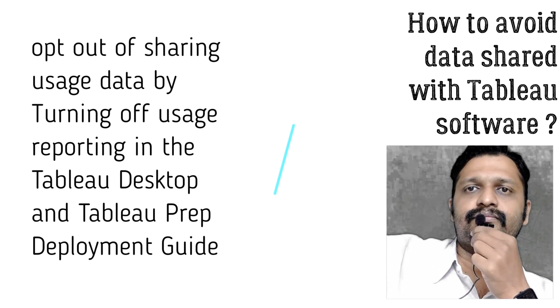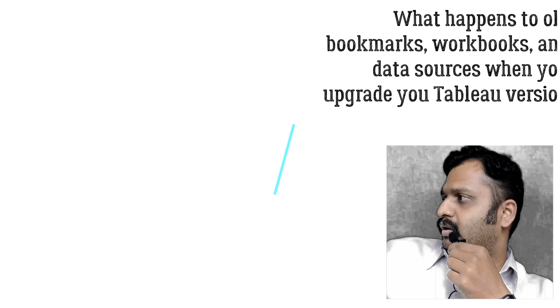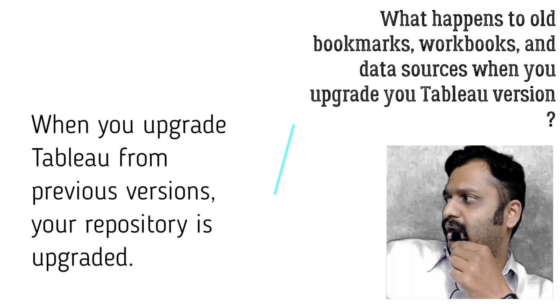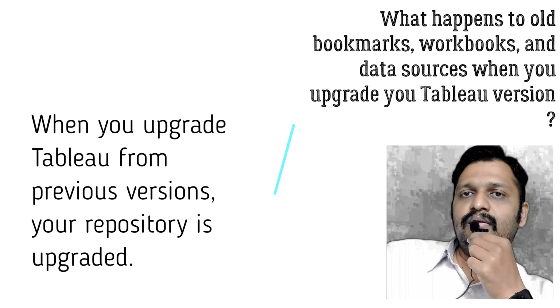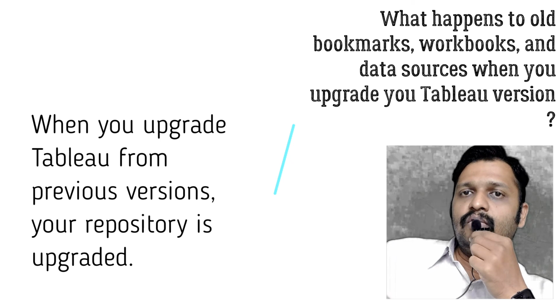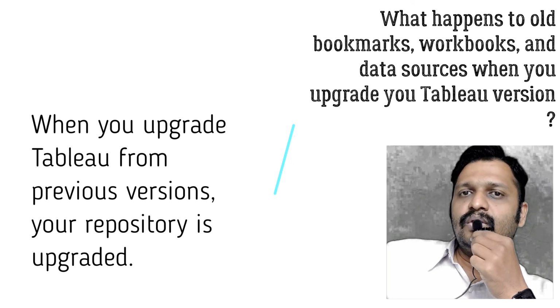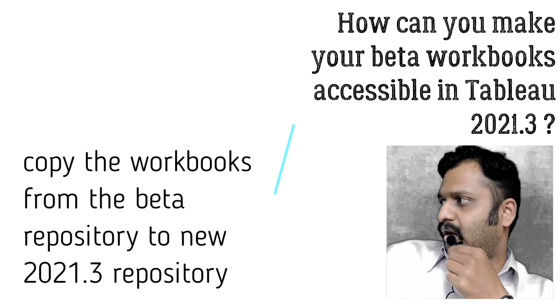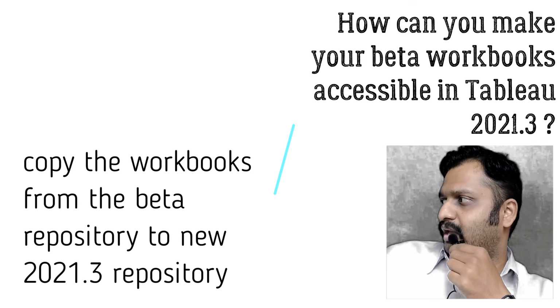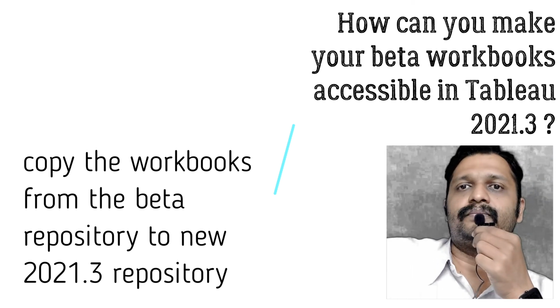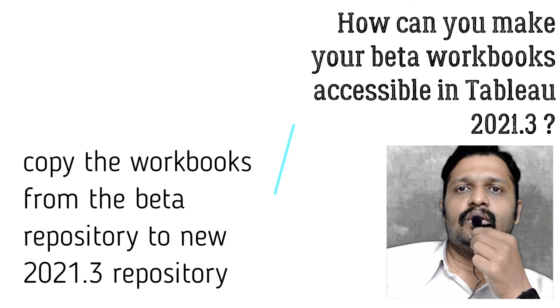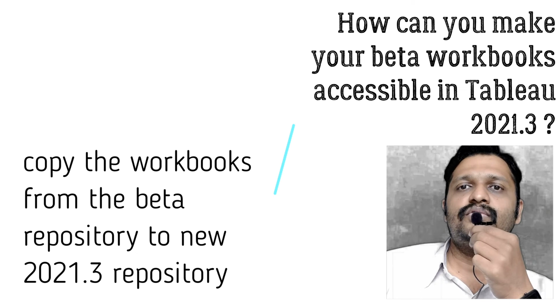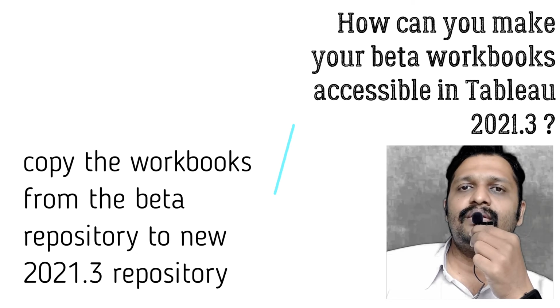Next question. What happens to old bookmarks, workbooks and data sources when you update your Tableau version? When you upgrade Tableau from previous versions, your repository is also upgraded, and all bookmarks, workbooks and data sources are there. Next question. How can you make your beta workbooks accessible in Tableau 2021.3? Copy the workbooks from the beta repository to a new 2021.3 repository.